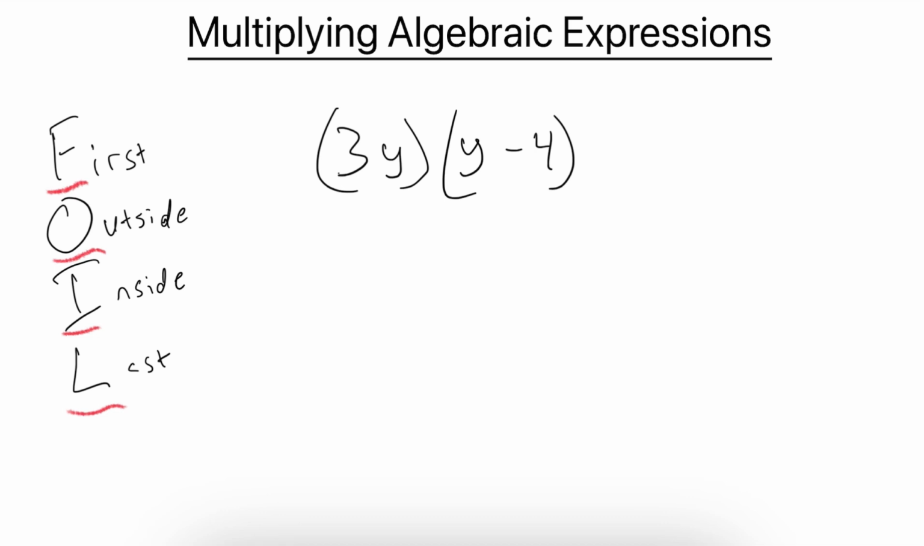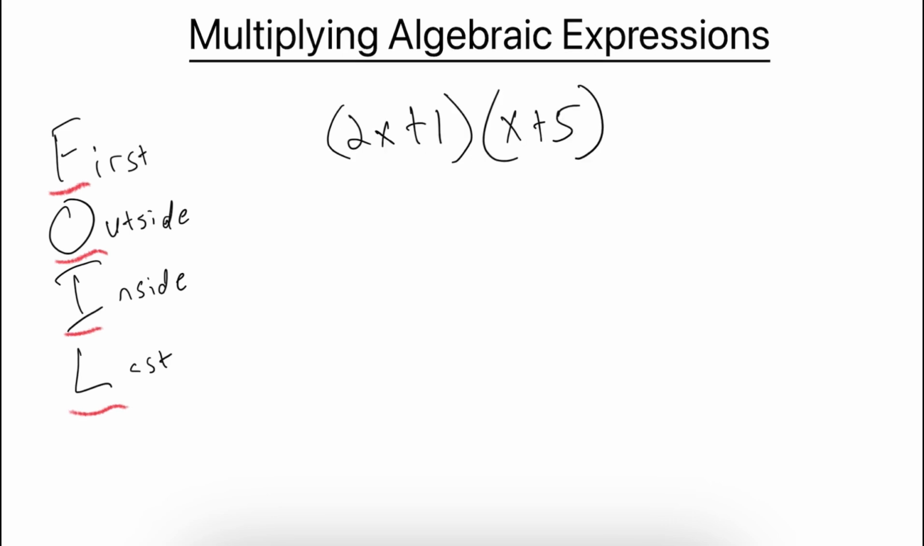Now we have 3y times y minus 4. So this one we don't have a first, outside, inside, and last, so we'll do first times first and first times last. So first we have 3y times y, giving us 3y squared, and then 3y times negative 4 is negative 12y. And there's our final answer.